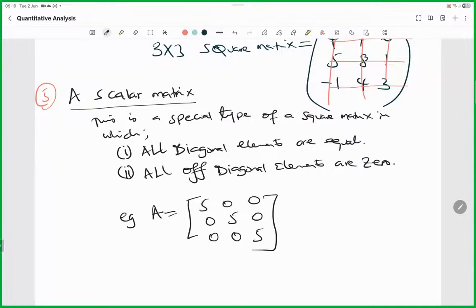You should talk of all main diagonal elements. The main diagonal is this one here: 5, 5, 5. They're equal, and all off-diagonal elements are 0. A very good example of a scalar matrix is the identity: 1, 0, 0, 0, 1, 0, 0, 0, 1. All the main diagonal elements are equal, with all off-diagonal elements being 0.